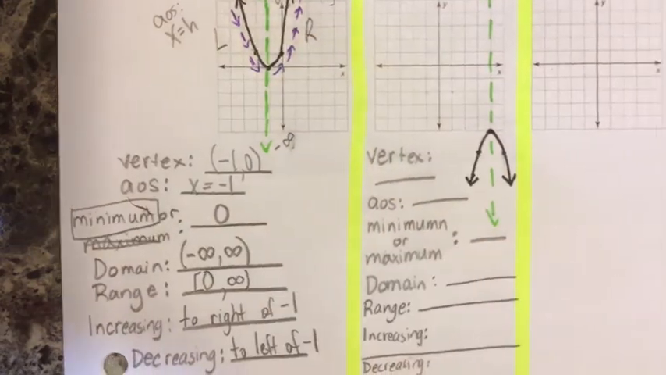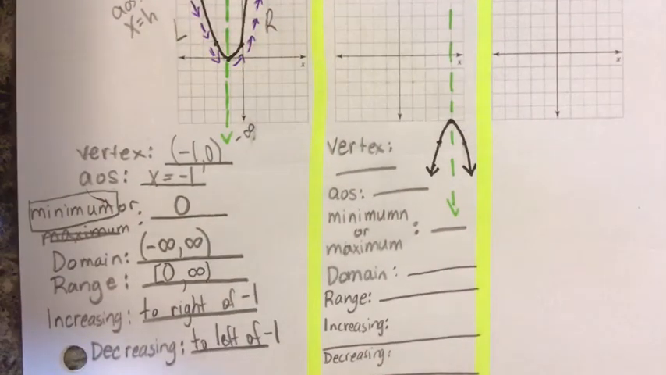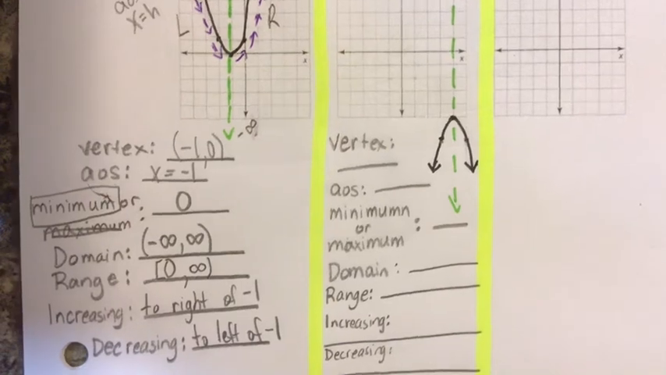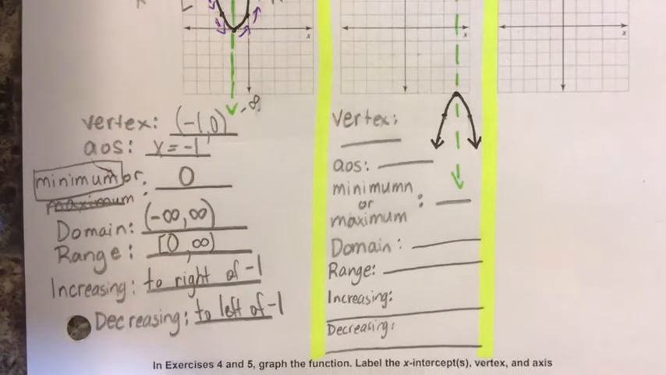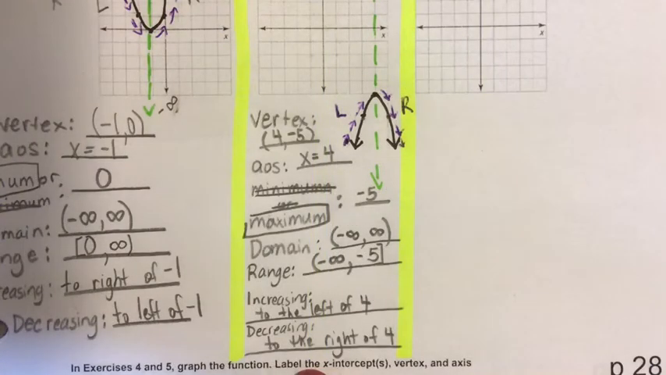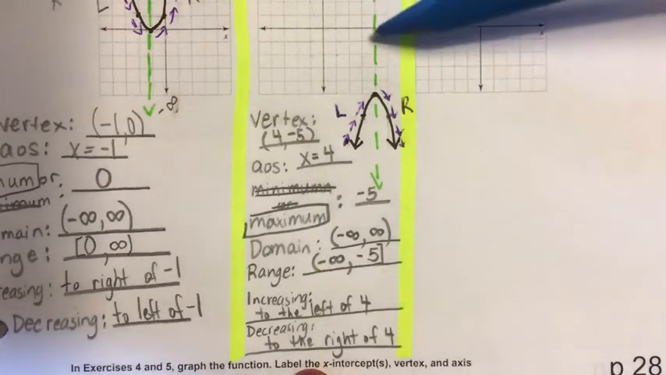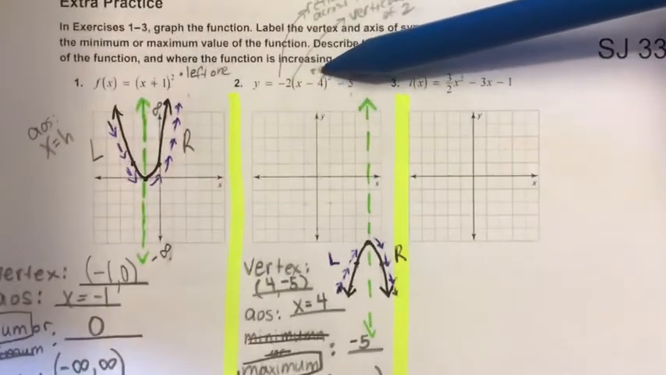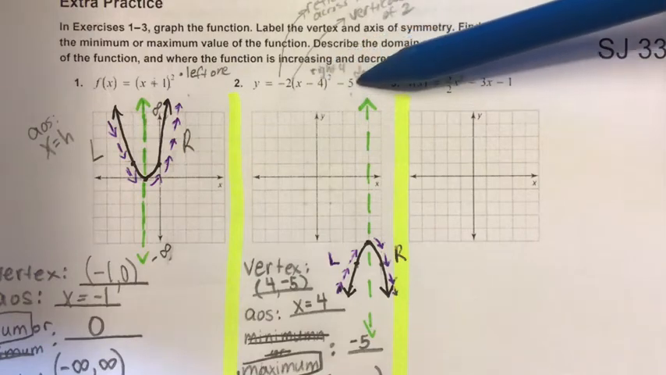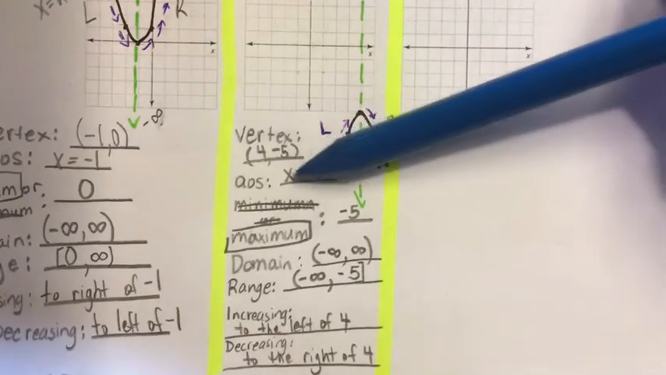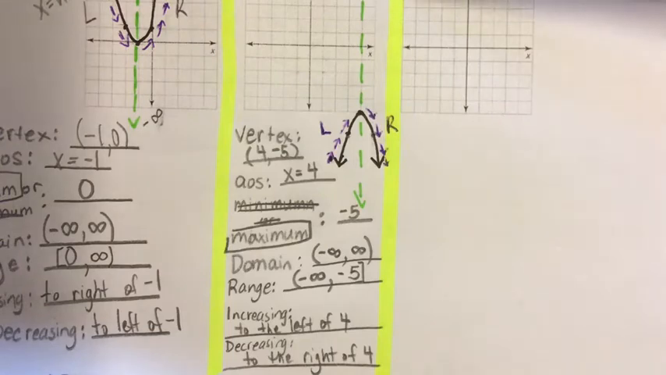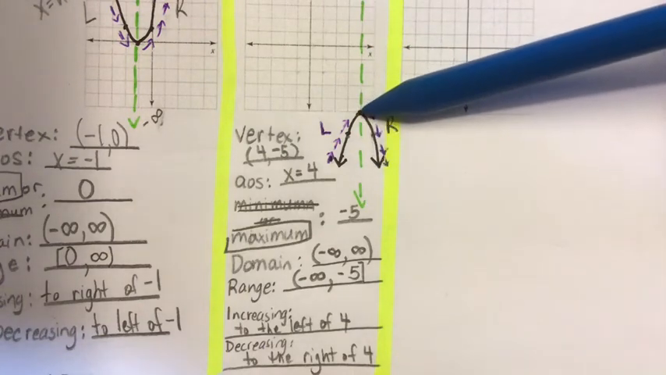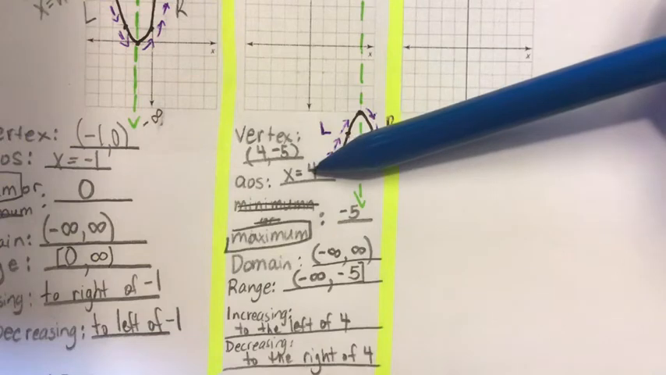I'd like for you to try the same thing for question 2. Write down all your blanks here and then fill them in and come back and check your answers. For question 2, I found the vertex to be 4, -5. Remember, that comes from my vertex form. 4, -5. Right 4, down 5. The axis of symmetry goes through the vertex of my parabola. It goes through the x-coordinate of my parabola, so my axis of symmetry is x equals 4.